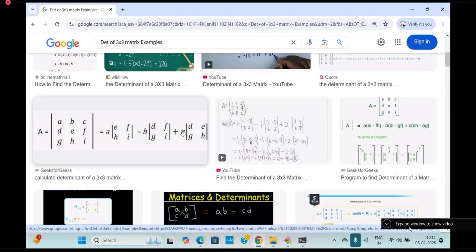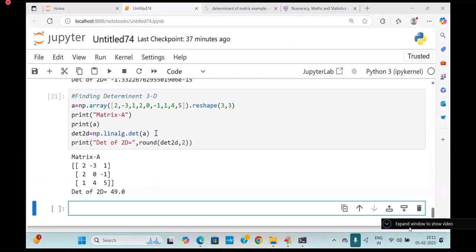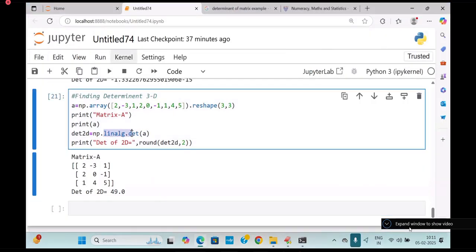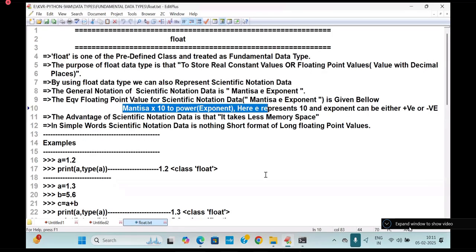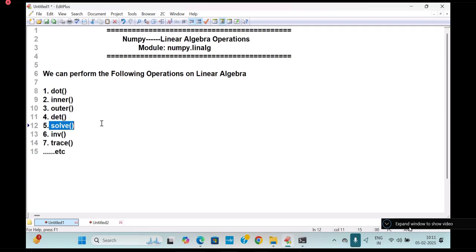This is the formula I said. So this belongs to linear algebra. Now I'll go to one more thing. Next one is solve. I'm going to use the solve function.